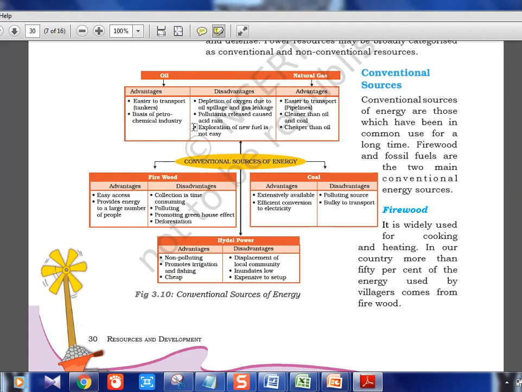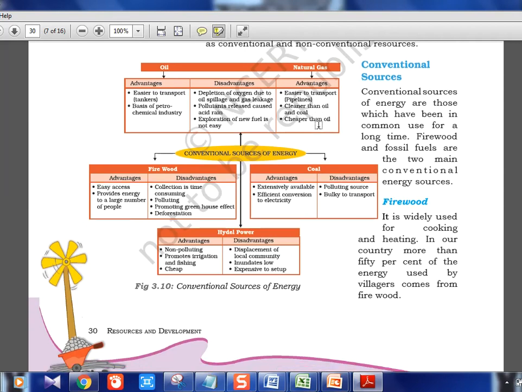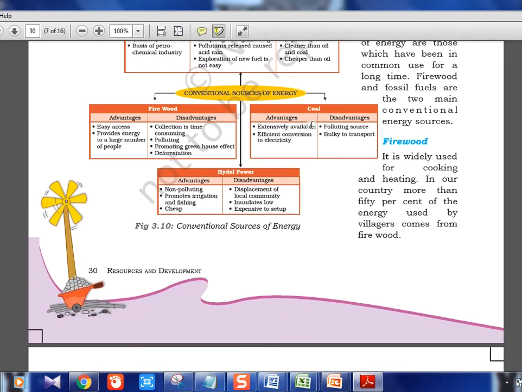So oil and natural gas, they are giving some advantages and disadvantages. Oil, easier to transport. Basics of the petrochemical industry. Advantage of natural gas, easier to transport. Again, same thing, cleaner than oil. Natural gas is cleaner than oil. One thing you should know, the 8 core industries of India. Crude oil and natural gas, both are part of it. Even the refineries are part of it. Please try to learn about the 8 core industries. It's there in our CTS series. I've explained it.